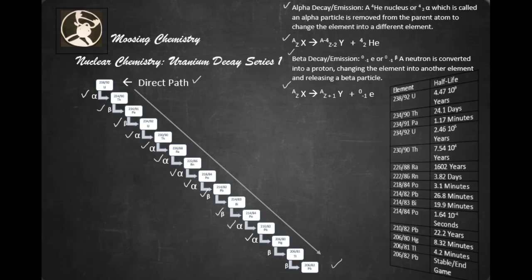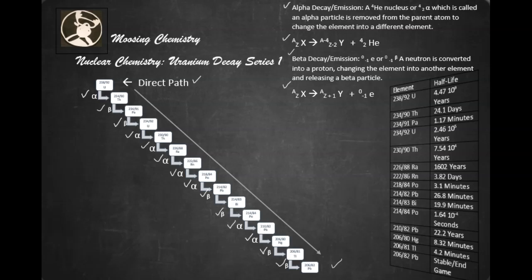Lead-210 undergoes alpha decay. It becomes mercury-206. Mercury-206 changes one of its neutrons into a proton. It becomes thallium, going from element 80 to 81. Thallium undergoes beta decay again and turns into lead-206. And that's the end game. We don't go any further because lead-206 is stable and is not radioactive in any way, shape, or form.